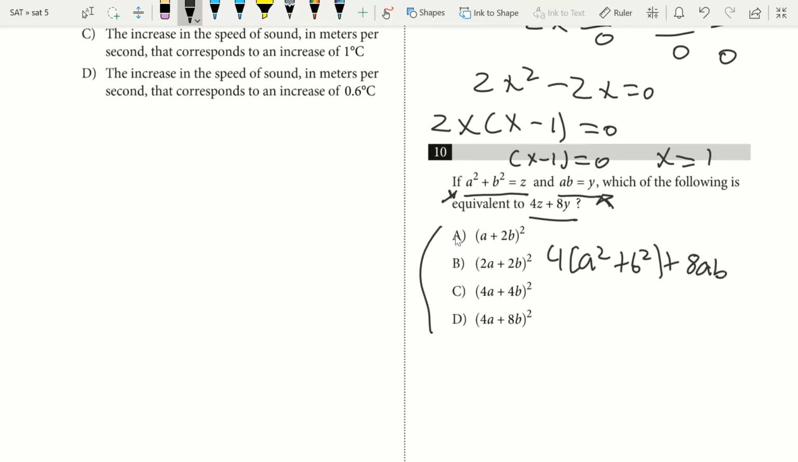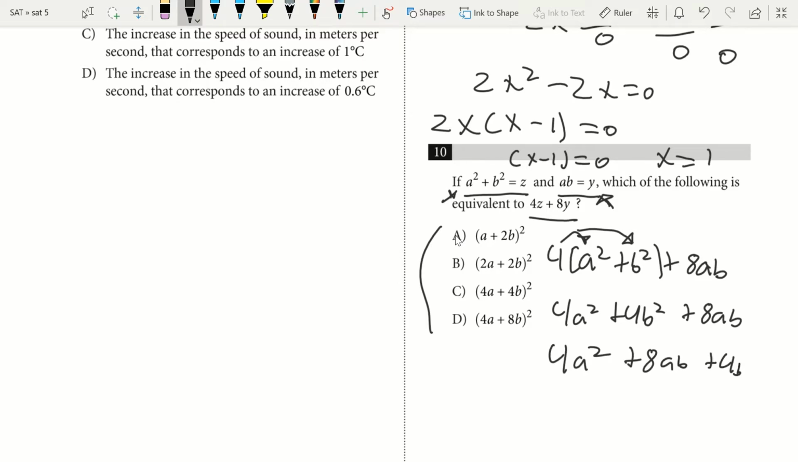And then we have that plus 8 times y, and we're told that y is ab, so we have plus 8ab. Now we multiply our 4 by our a squared, and we multiply our 4 by our b squared. We're left with 4a squared plus 4b squared plus 8ab. We can go ahead and rewrite that as 4a squared plus 8ab plus 4b squared.